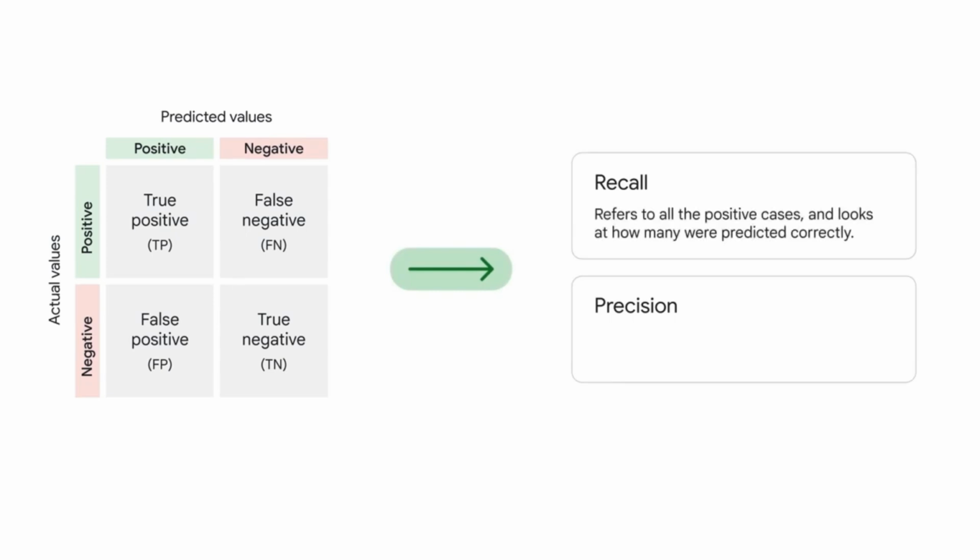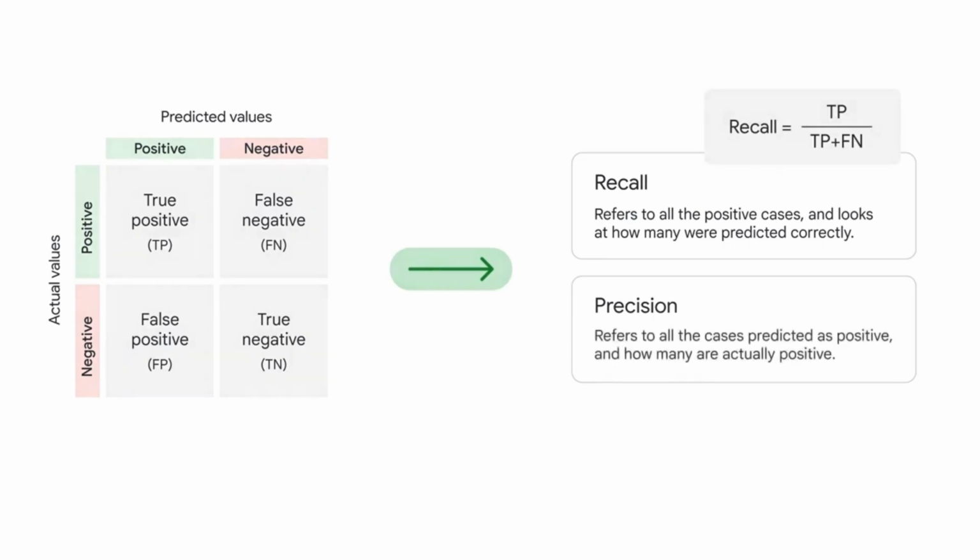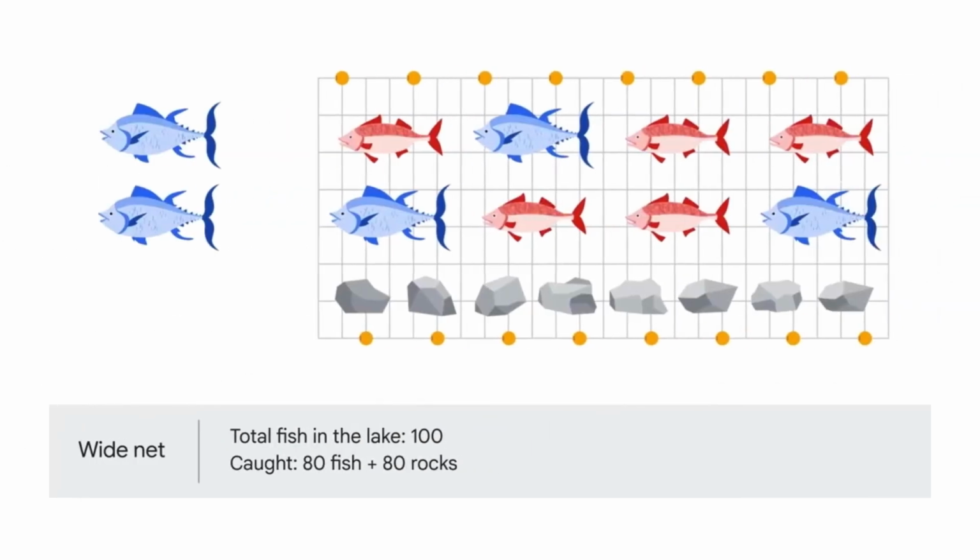Recall refers to all the positive cases and looks at how many were predicted correctly. This means that recall is equal to the true positives divided by the sum of the true positives and false negatives. Precision refers to all the cases predicted as positive and how many are actually positive. This means that precision is equal to the true positives divided by the sum of the true positives and false positives. Imagine you're fishing with a net.